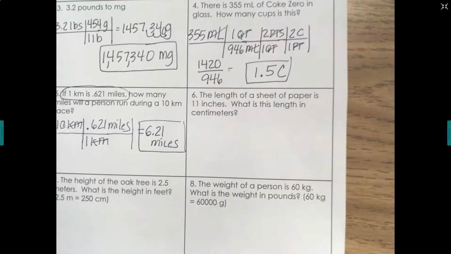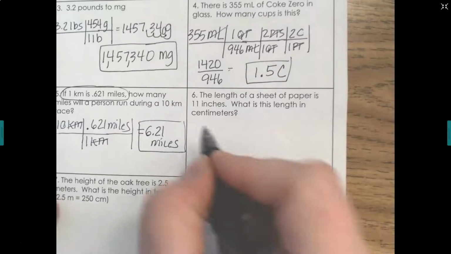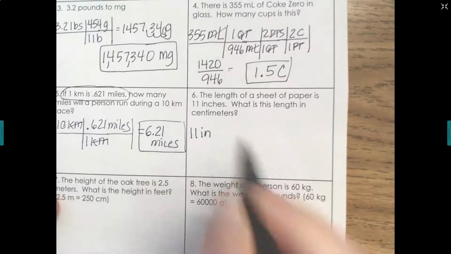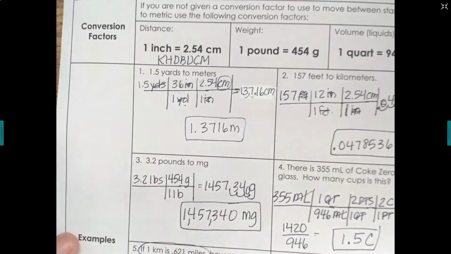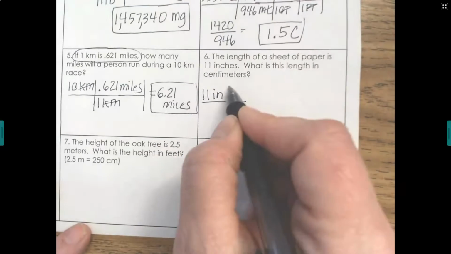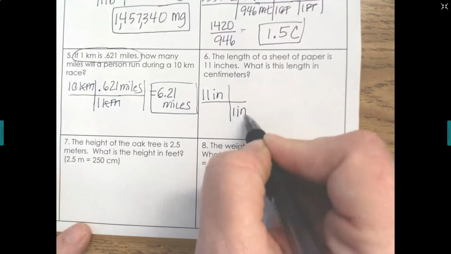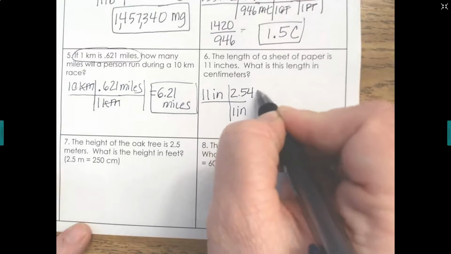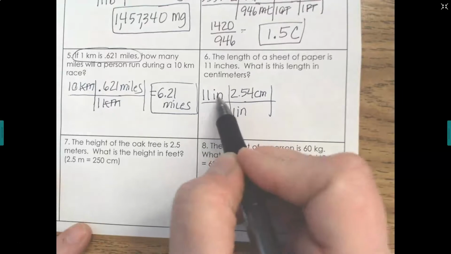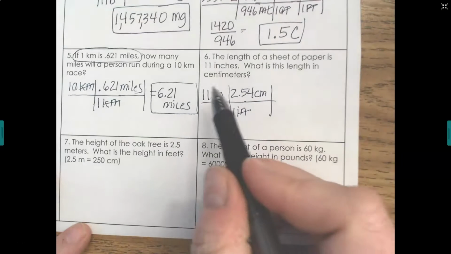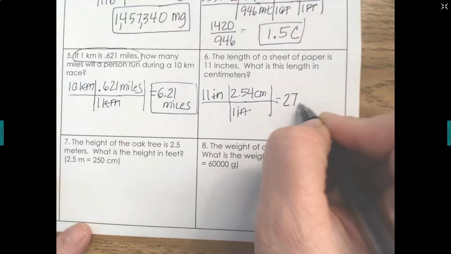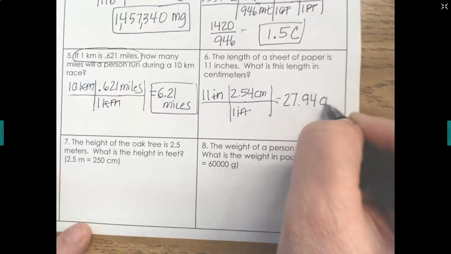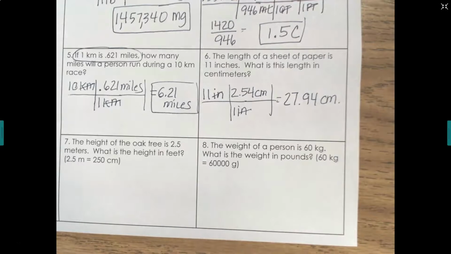All right. The length of a sheet of paper is 11 inches. What is the length in centimeters? We're starting with 11 inches. We had our gateway up here at the top because they didn't give us a hint that 1 inch is 2.54 centimeters. That's handy because we're already in inches, so we know 1 inch is 2.54 centimeters, and that gets our inches to cancel out. So 11 times 2.54 is 27.94 centimeters.